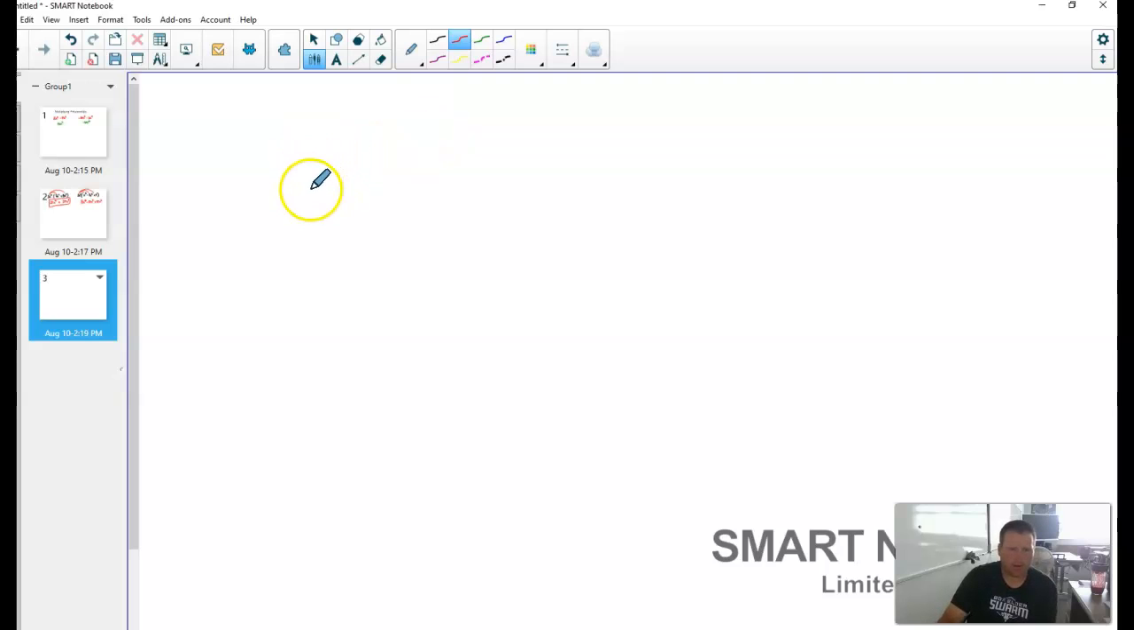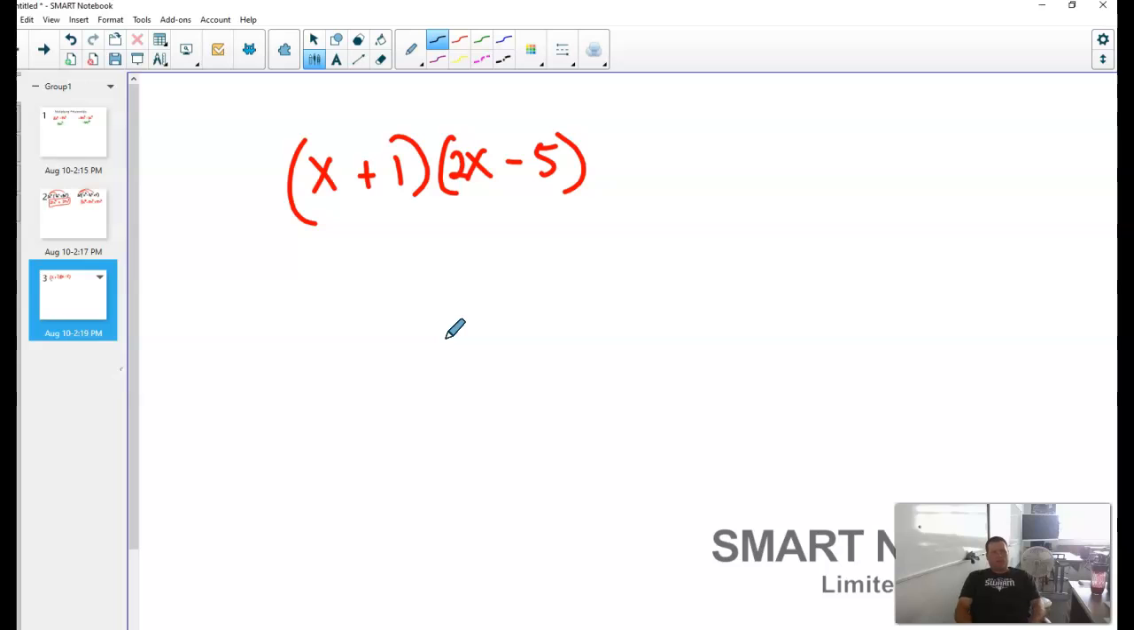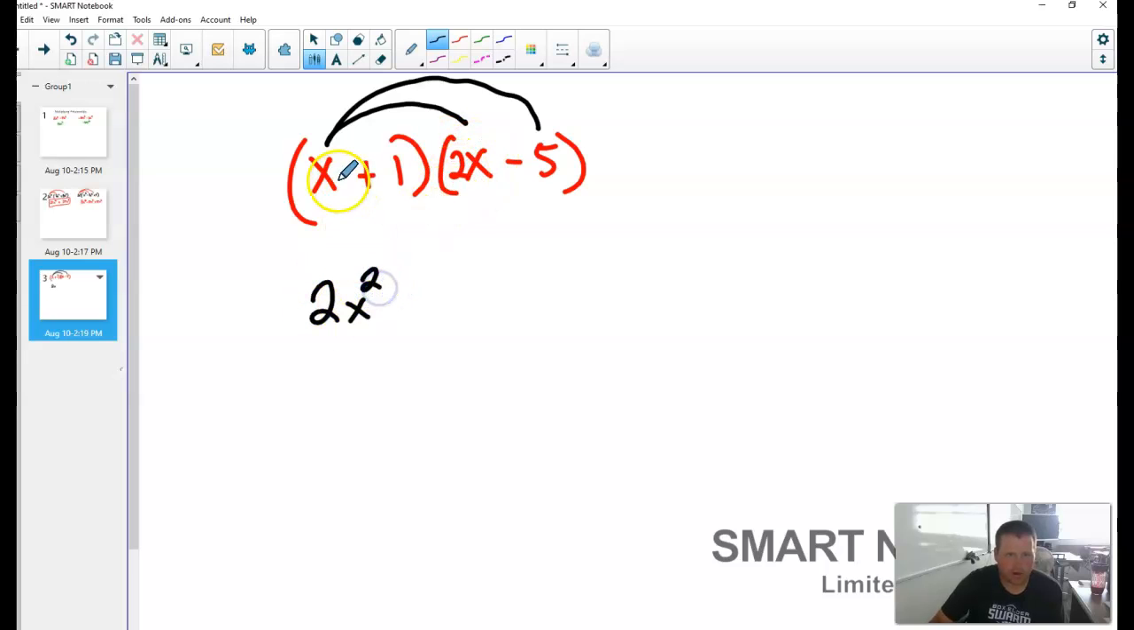If I have, let's say, two binomials, and we'll start with some real simple ones, like x plus 1, and then let's say I'm multiplying that by 2x minus 5. I'm going to take one term in the first binomial and multiply it to both items. So x times 2x gives me 2x squared, and then x times negative 5 gives me negative 5x.